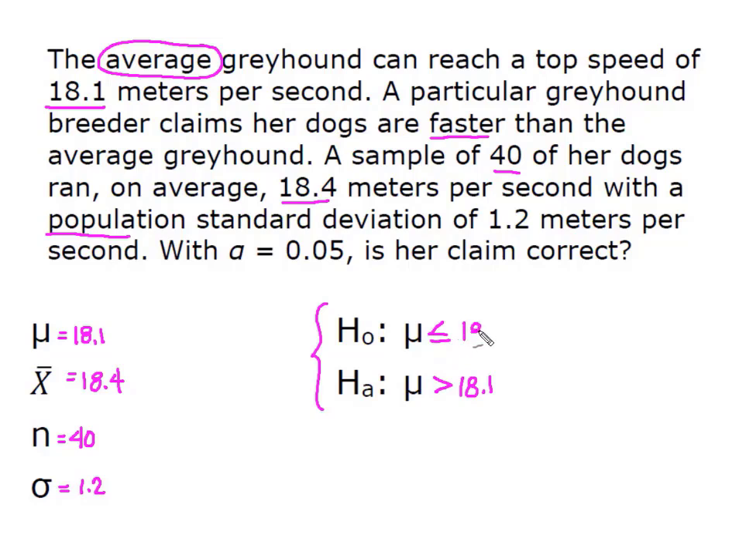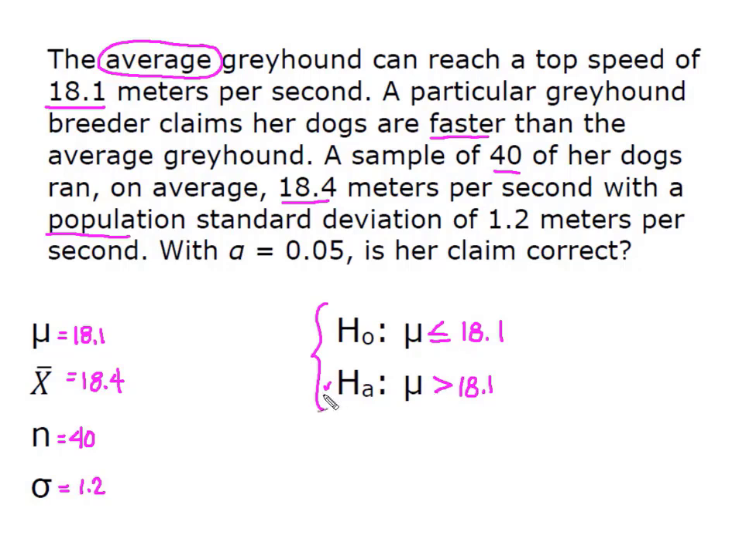And so that becomes 18.1. The other thing we know is, remember, there's never an equal sign in our alternative hypothesis. So that's how I knew to put the greater than 18.1 into HA. The other thing that this tells me is that I have a one-tailed right test.